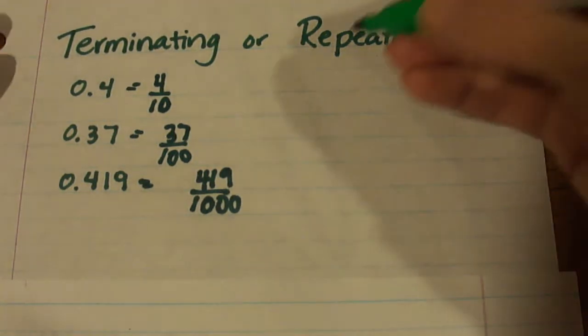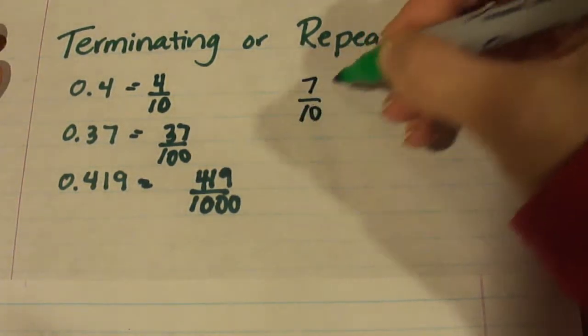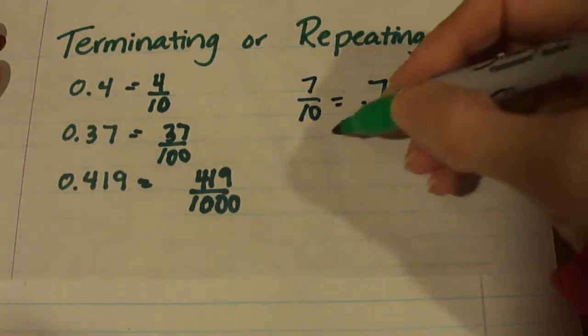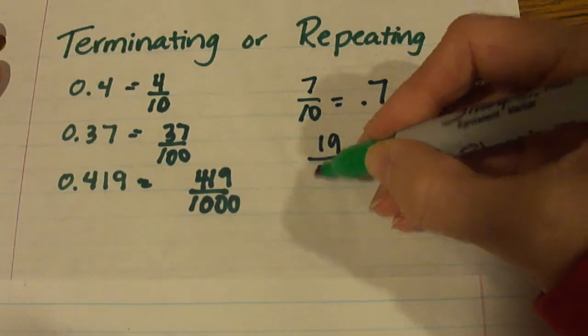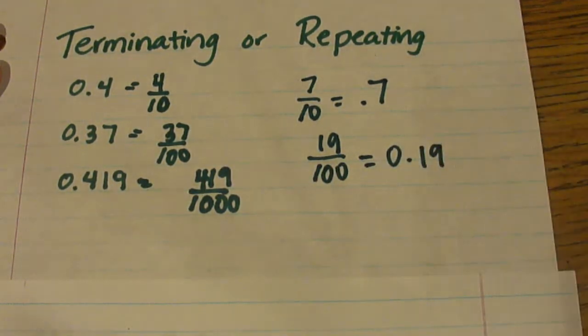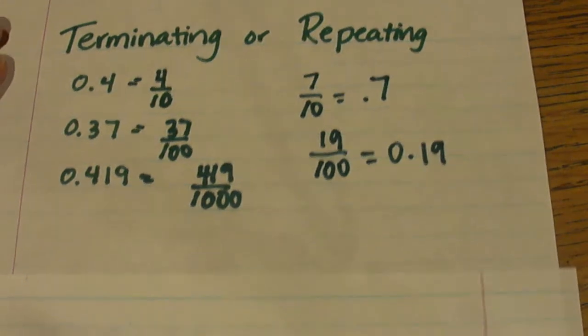So if we go the other way and I have 7/10, will that terminate? Of course, it's 0.7. What about 19/100? Will that terminate? Yes, it's the same name. So if we have a fraction that we could turn into a number that's over a power of 10, we know that would also terminate.